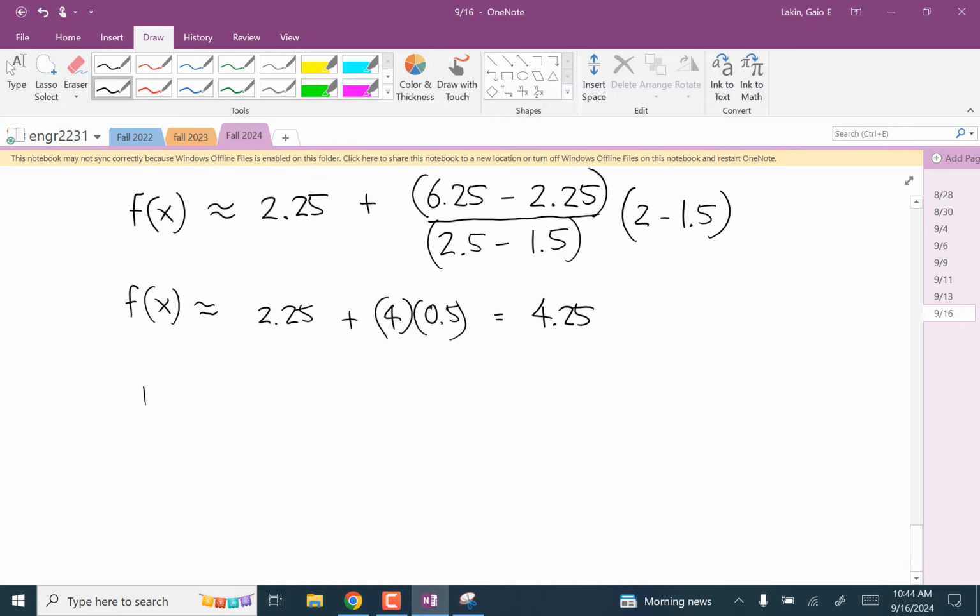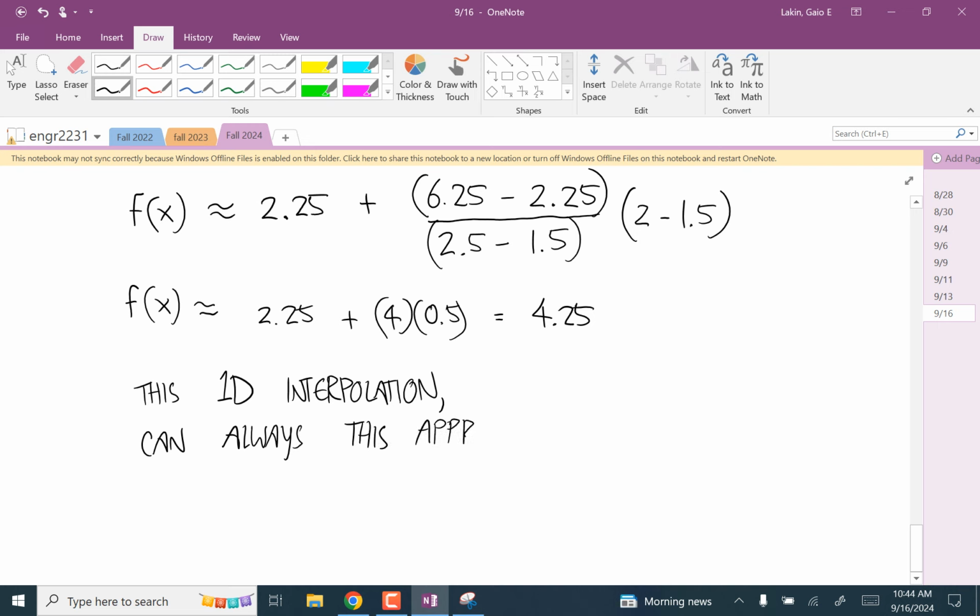Okay, this is a 1D interpolation. And you can always use this approach for values in the saturation property tables.